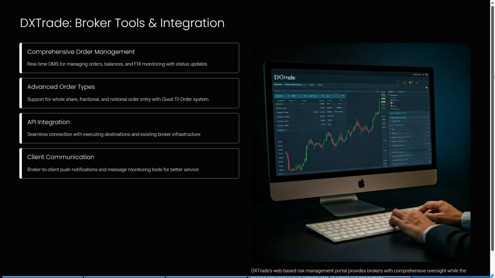It also supports whole share, fraction, and notional order entry with good till order system, and you can seamlessly connect with executing destinations and existing broker infrastructures. It has a broker to client push notification and message monitoring tool for better service. So if you are having any issues, you can actually use DXtrade to communicate with your broker.